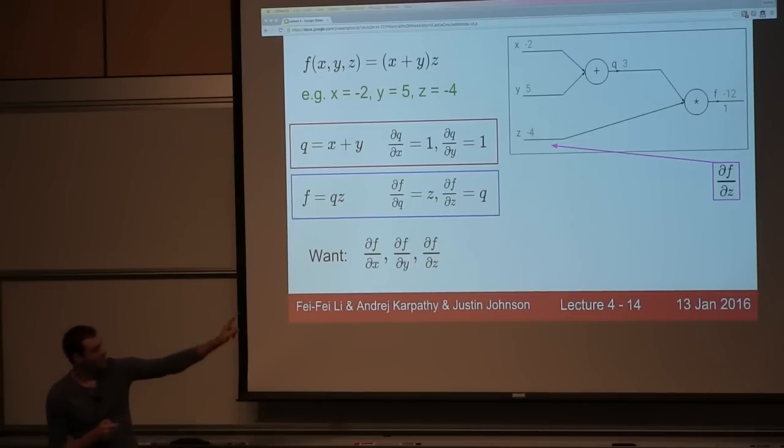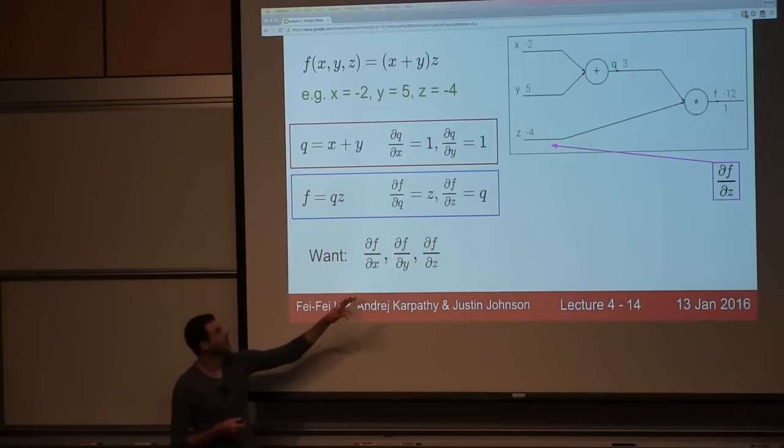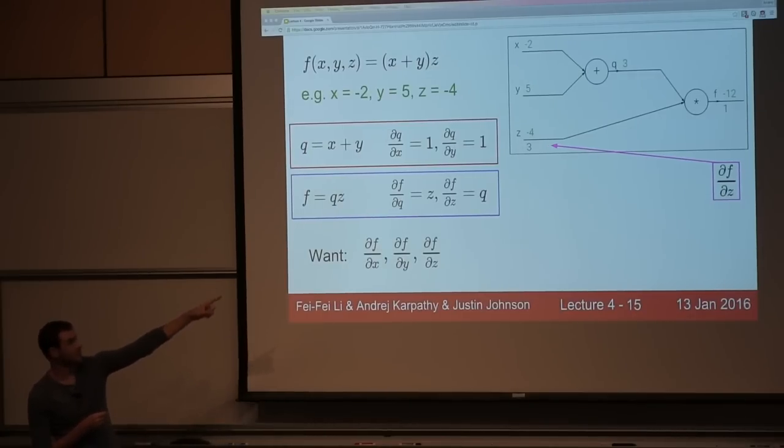So we want the gradient of f with respect to z. What is that in this computational graph? It's q, which is x plus y. And what is q in this particular example? It's 3, right? So the gradient on z, according to this, will become just 3. I'm going to be writing the gradients under the lines in red, and the values are in green above the lines. So the gradient at the front is 1, and now the gradient on z is 3.